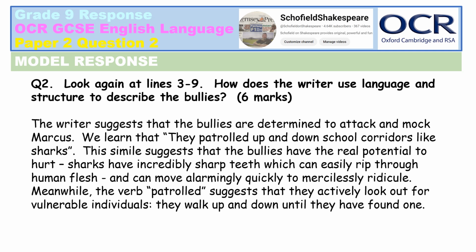And here's the grade 9 response you've been waiting for. The writer suggests that the bullies are determined to attack and mock Marcus. We learn that they patrolled up and down school corridors like sharks. This simile suggests that the bullies have the real potential to hurt. Sharks have incredibly sharp teeth, which can easily rip through human flesh, and can move alarmingly quickly to mercilessly ridicule. Meanwhile, the verb patrolled suggests that they actively look out for vulnerable individuals. They walk up and down until they have found one.